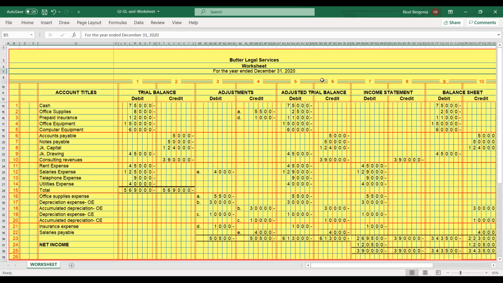Kasi isipin niyo, pag binigyan ko to ng 100 points, nagkamali kayo sa name ng company or even the date na nilagay nyo, 2020 pala, dapat 2021. Okay, so mali na kayo. Wala na kayong 100 points. Okay, even the account titles, maling spelling, okay, then it would also bear a deduction in your activity.